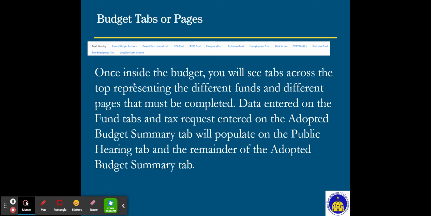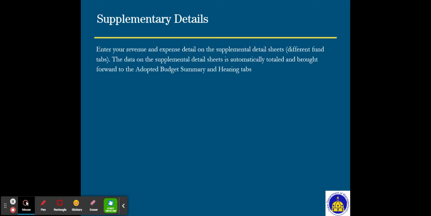Budget tabs and pages. Once you're inside the budget, you see the tabs across the top representing the different funds and different pages that must be completed. Data entered on the different tabs and the tax request entered on the adopted budget summary populate and pull over to the public hearing tab and the remainder of the adopted budget summary tab. So again, you enter your revenue and expense detail on the supplementary detail pages, all those different fund tabs, and that will pull over onto our summary tab and our hearing notice tab.